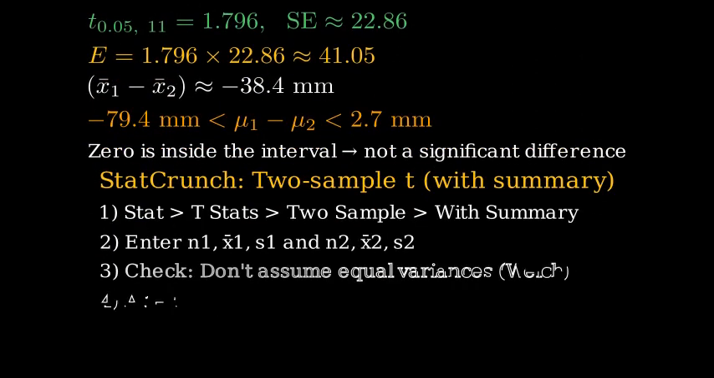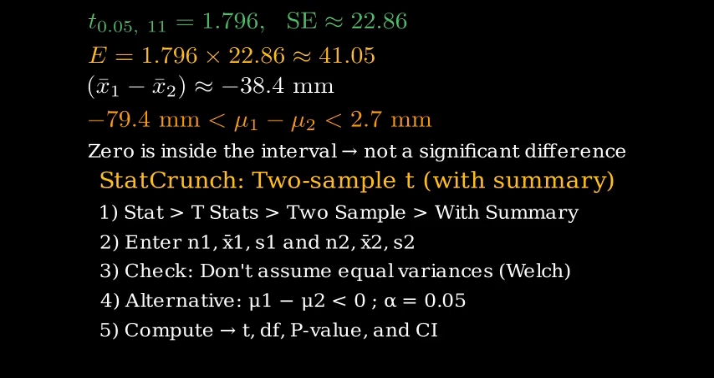Quick StatCrunch demo using summaries. 1. Open the Stat menu. T-stats, two sample, with summary. 2. Enter n1, x bar 1, s1, and then n2, x bar 2, s2. 3. Check do not assume equal variances. 4. Set the alternative to less than and set alpha to 0.05.